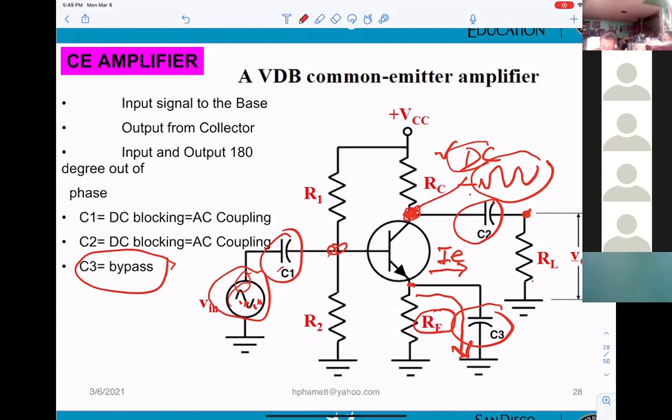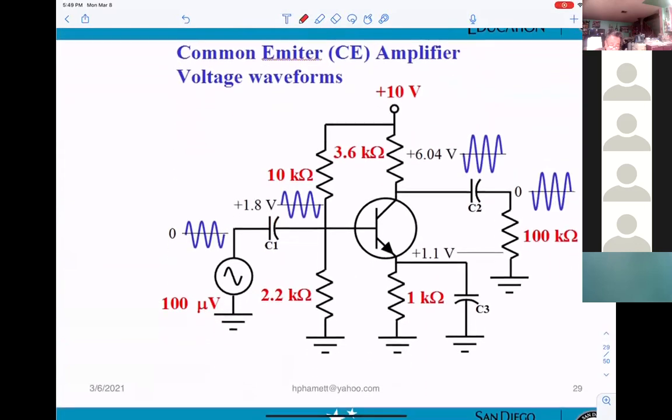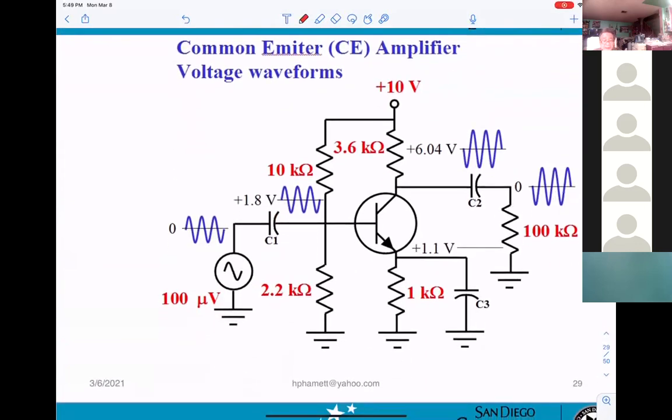So why do we need the bypass capacitor here? What does the bypass capacitor do to the amplifier? Increase the gain. Perfect. Increase the gain. Without the bypass, the gain will be lower. And also, there's a picture here, and it's telling you what the signal will look like.